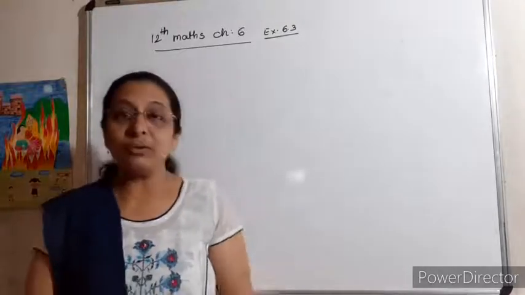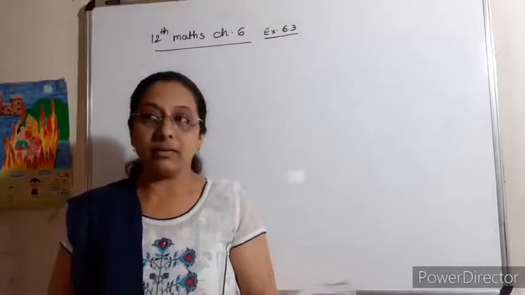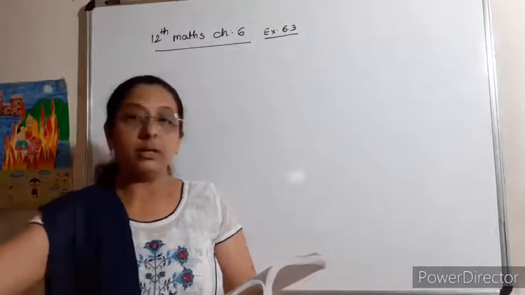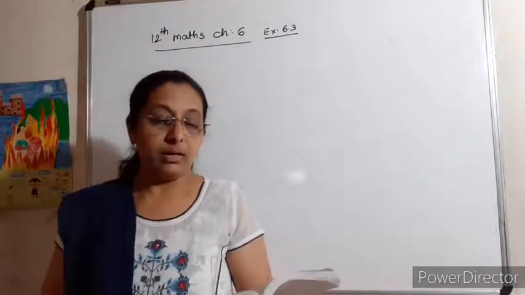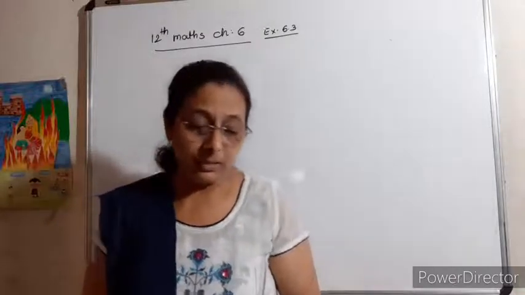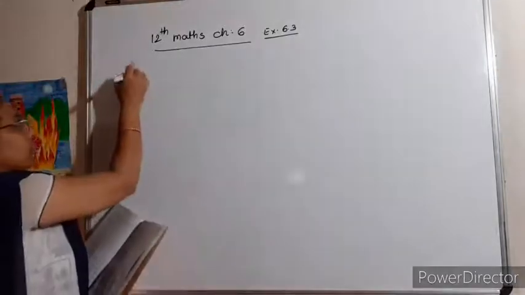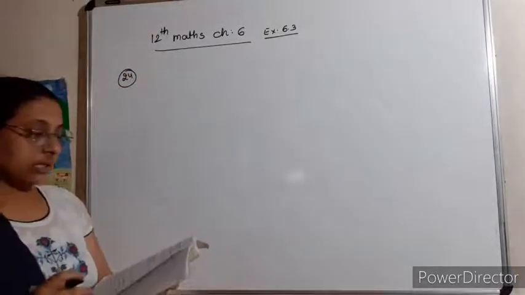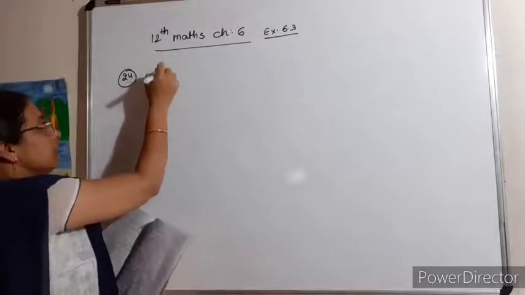Okay. So now we have done this exercise 6.3, question number 23. Now we'll go ahead with question number 24, right? Okay. So question number 24 is, here it is, find the equation of the tangent.